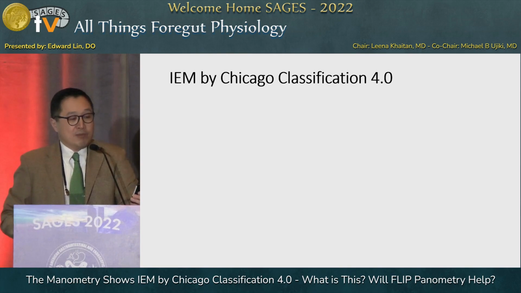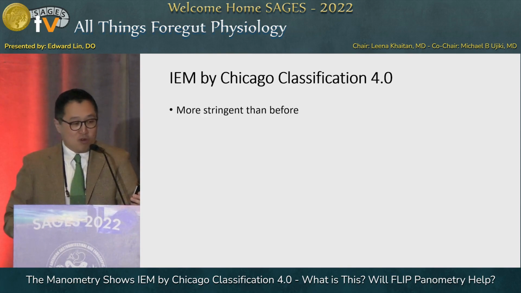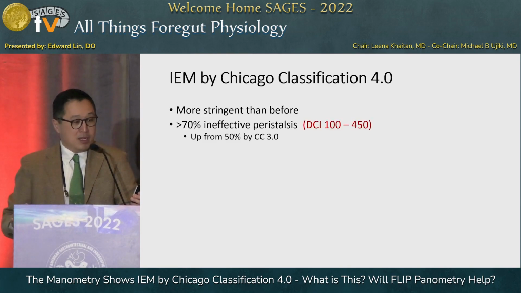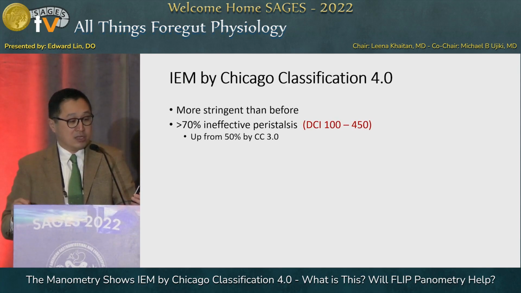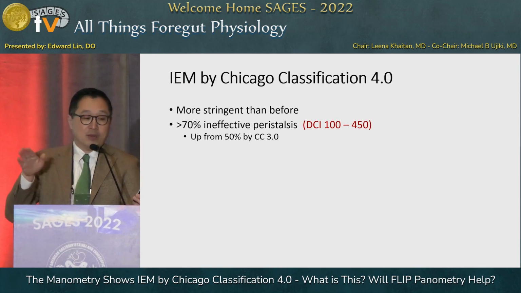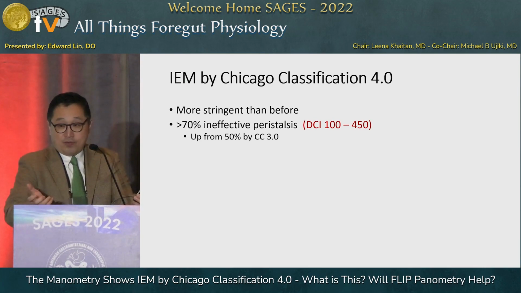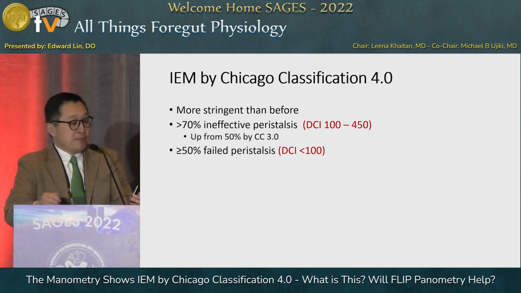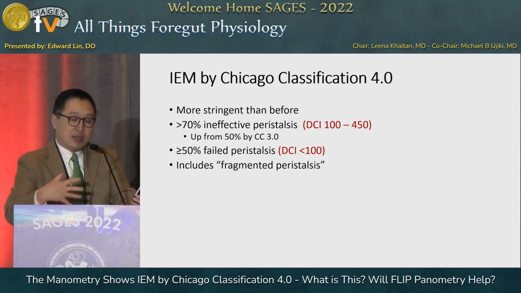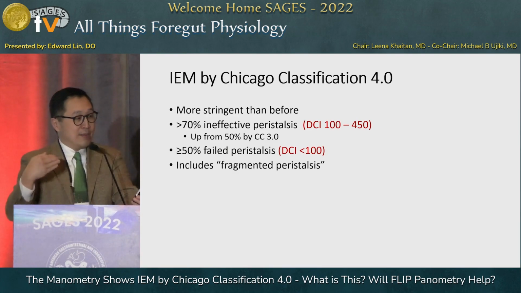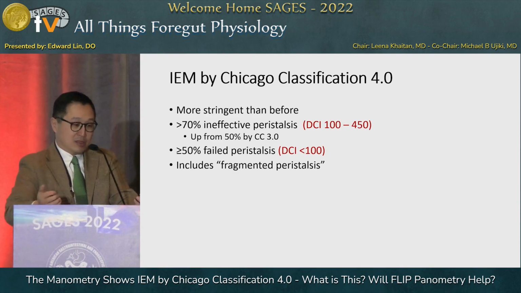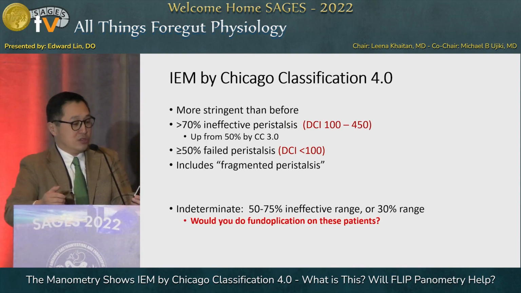So to summarize, IEM by Chicago classification 4 is more stringent than before. It's more than 70% ineffective peristalsis. Definition of that is a weak DCI of 450. It went up from 50% in the previous classification. And you can have more than 50% failed peristalsis, and that's also considered IEM. It does include the mixture of dropped or disrupted peristalsis, then they term that fragmented peristalsis.